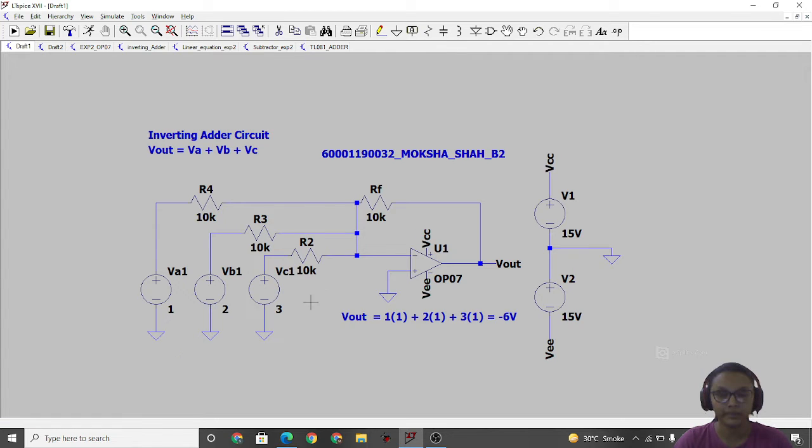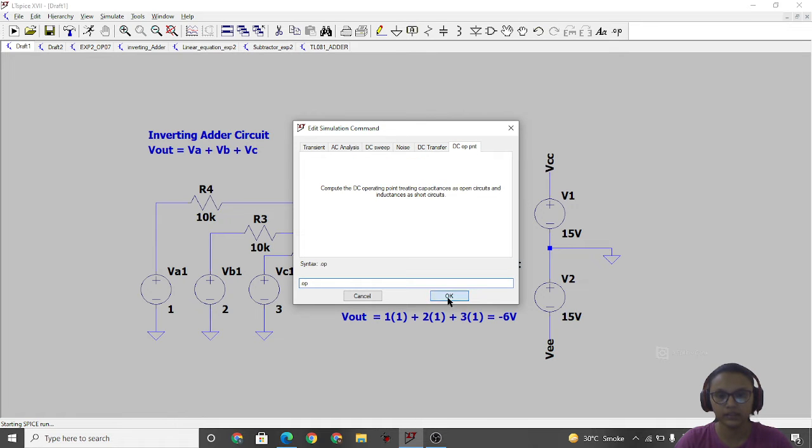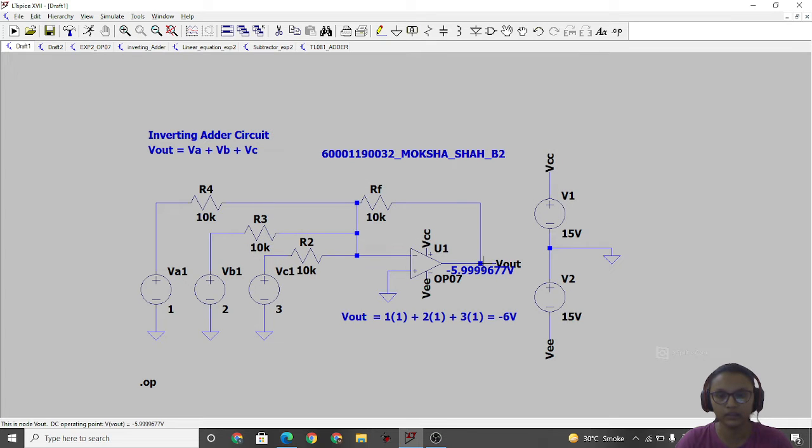When we substitute in Vout, we get 1 into 1, 2 into 1 plus 3 into 1, that is minus 6 volt. This minus is because of the inverting amplifier. So let's run. Go to the DC operating point, click OK, and click over here. You will get the value which is very close to the theoretical value, minus 5.999.